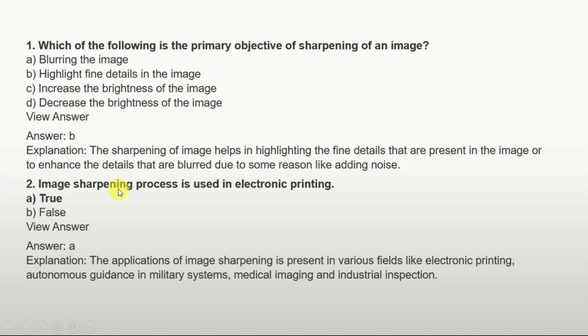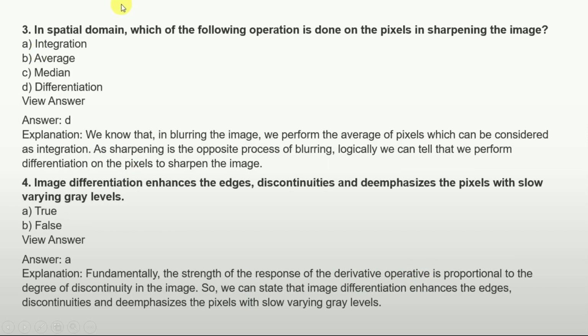Question 2 is, image sharpening process is used in electronic printing. So options are true or false. The answer is true, that is, the application of image sharpening is present in various fields like electronic printing, autonomous guidance in military systems, medical imaging and industrial inspection. Now the question is, in a spatial domain, which of the following operations is done on the pixel in sharpening an image? So options are integration, average, median, and option D is differentiation. So the answer is option D, that is differentiation is needed.